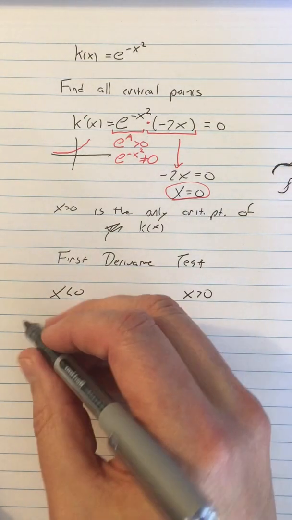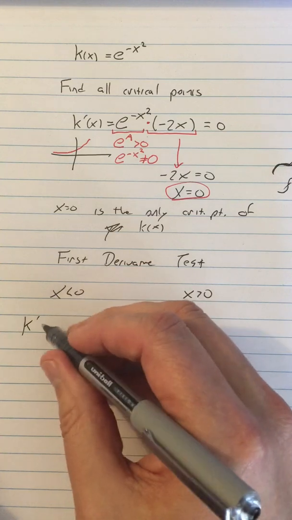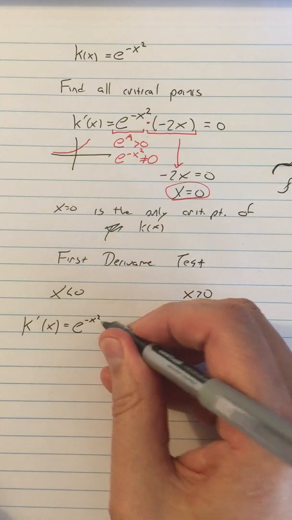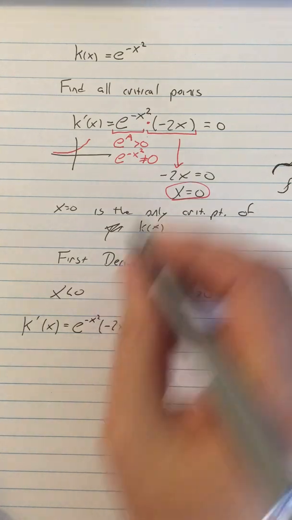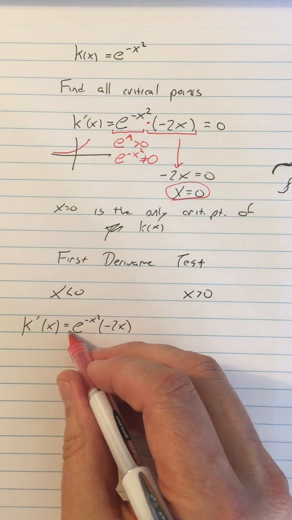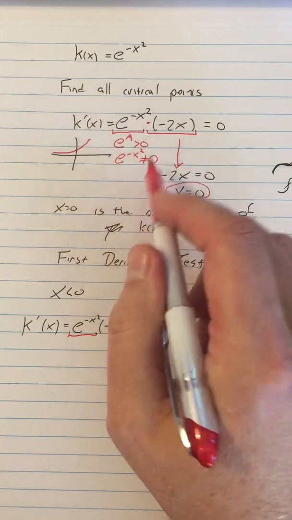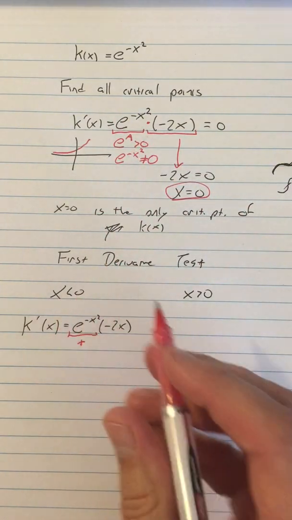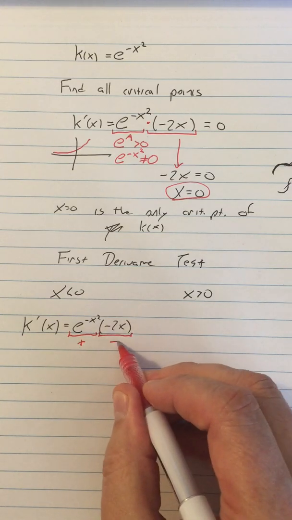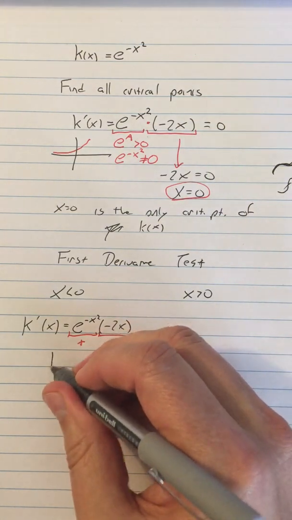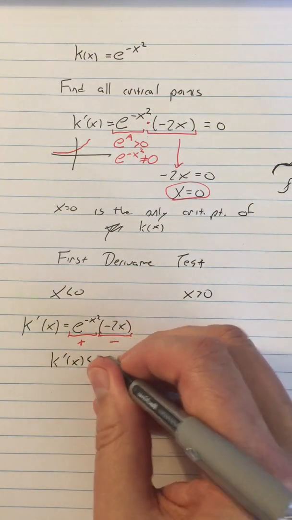All right, so what is k prime of x in each of these cases? Well, when x is less than 0, k prime of x is equal to e to the negative x squared times negative 2x. I just copied what it was. Now what you do is you perform a sign analysis. What's positive, what's negative? We already observed that e to the negative x squared is always positive. If x is a negative number, then negative 2x is a positive number. K prime is a positive times a positive. That means k prime of x is positive.